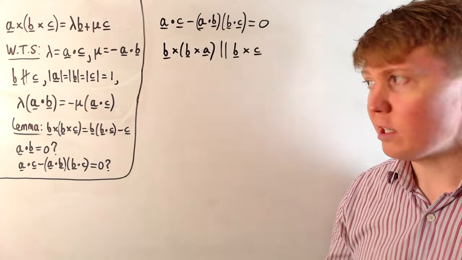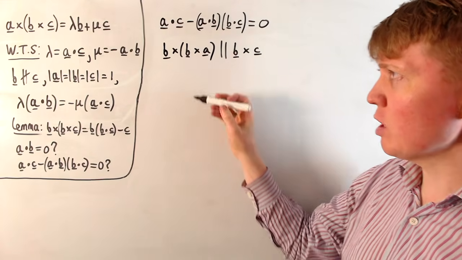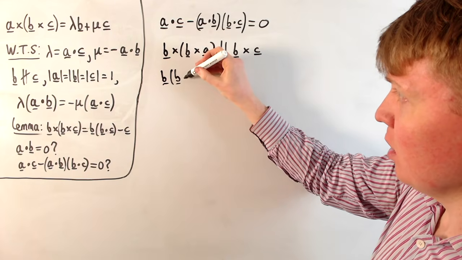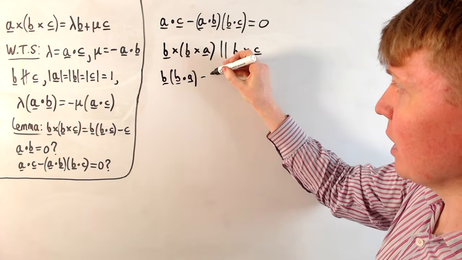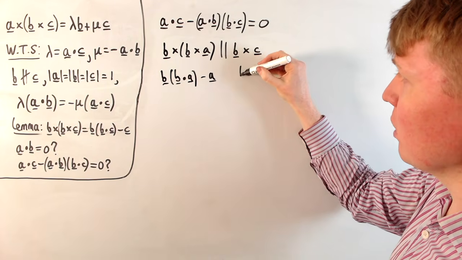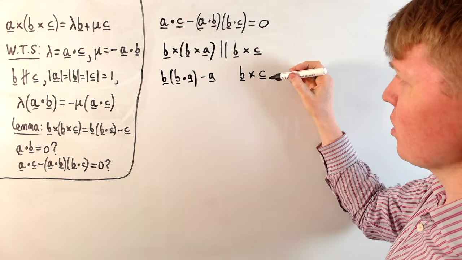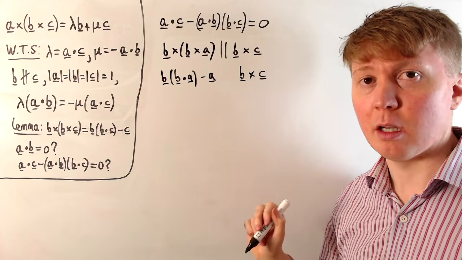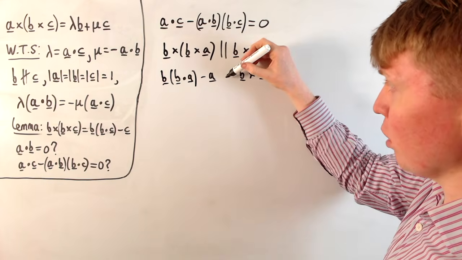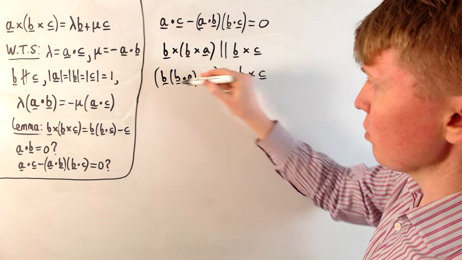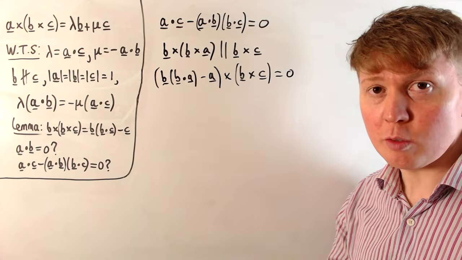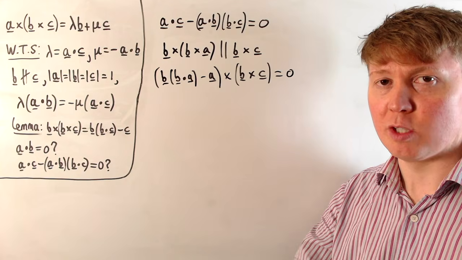And now we can use this lemma again with an A in place of the C to rewrite this expression as B times B dot A minus A, and this is parallel to B cross C. But if we've got two parallel vectors, instead of just saying one's parallel to the other, we could equivalently say that their cross product is 0. So the cross product of this and B cross C is 0, because the cross product of two parallel vectors is going to be 0.